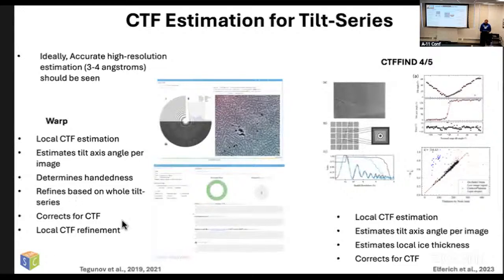And so Warp will actually implement local CTF estimation, tilt axis, and it'll actually give you a correlation value for the defocus handedness of the tilts and local CTF estimation. You can also use CTFFIND, but Warp's actually kind of nice because it does give you whether you have the correct defocus handedness of the tilt series.